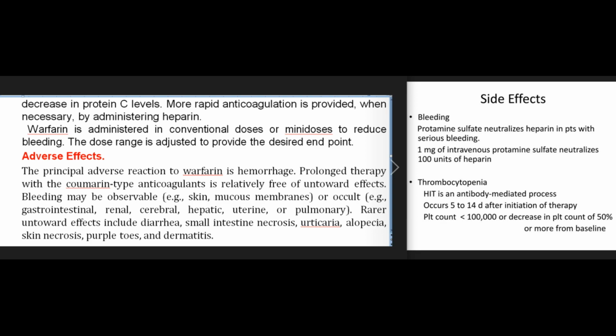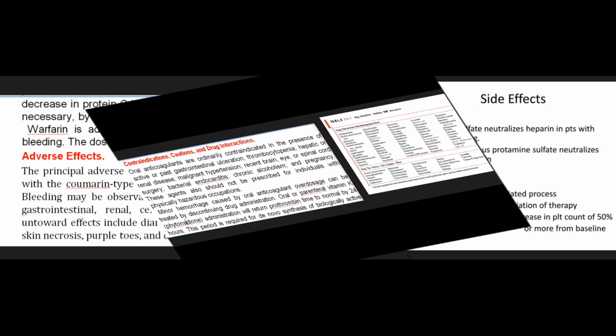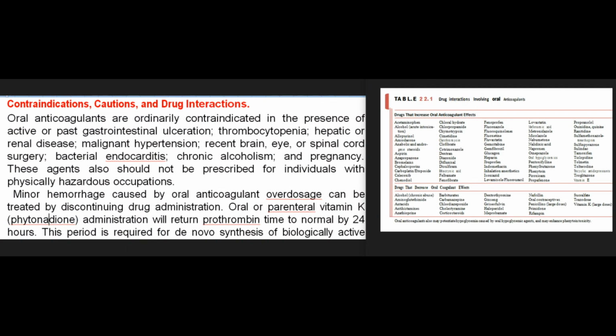Contraindications, cautions, and drug interactions. Oral anticoagulants are ordinarily contraindicated in the presence of active or past gastrointestinal ulceration, thrombocytopenia, hepatic or renal disease, malignant hypertension, recent brain, eye, or spinal cord surgery, bacterial endocarditis, chronic alcoholism, and pregnancy. These agents also should not be prescribed for individuals with physically hazardous occupations.